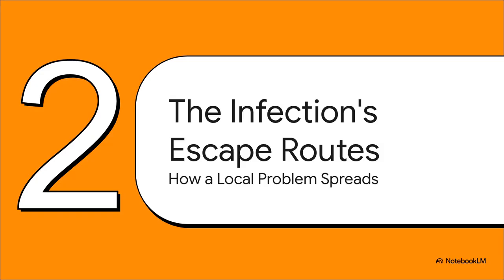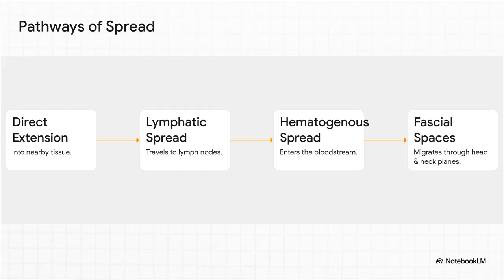Now, an infection has one goal: to grow and spread. It doesn't want to stay locked up in one tooth. So the big question is, how does it get out? How does a local problem escape and start wreaking havoc everywhere else? It turns out there are 4 main escape routes. It can just push its way directly into the tissue right next door. It can hitch a ride in your lymphatic system, or even sneak into your bloodstream.